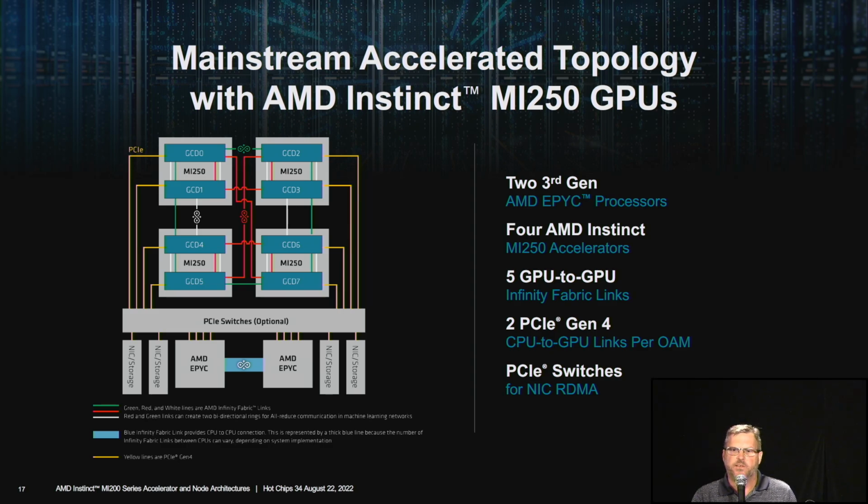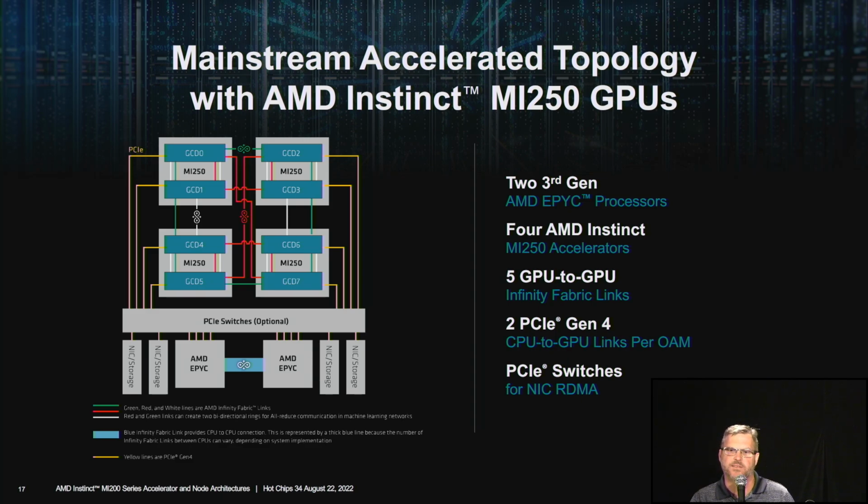In addition to the HPC-focused topology, this topology is targeted towards mainstream 2-socket accelerated servers. It has the same GPU to GPU bandwidth as the flagship HPC topology, but is designed to be compatible with general-purpose CPUs that support PCIe Gen 4. Notice each GCD has a x16 connection, so even though there are 4 MI250 OAMs, there are 8 x16 PCIe connections, twice as many as comparable solutions.